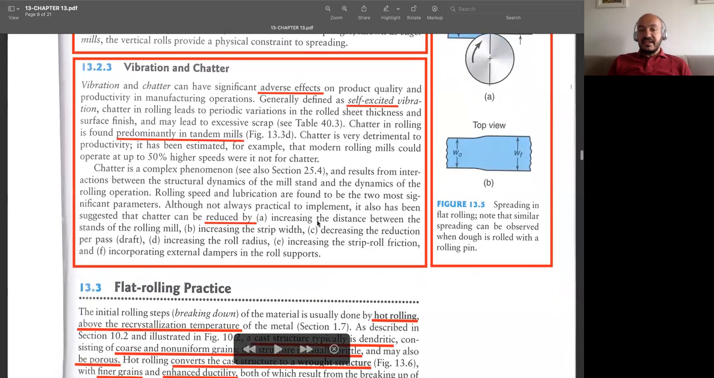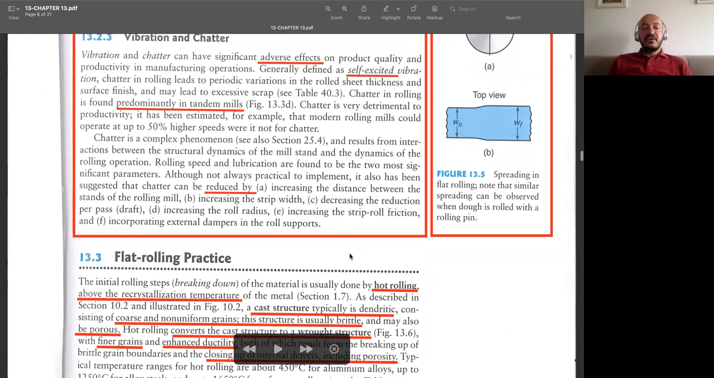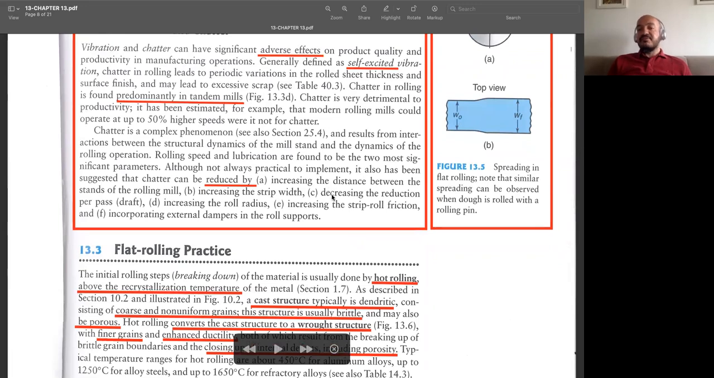How can we do it? We can increase the distance between the stands of the roll mills, or we can increase the width of our strip material so that we will have much more contact with the rolls. Or, as in the case of rolling forces, we can decrease the amount of reduction per pass. If the thickness is not reduced too much, then probably you're not going to have too much vibration. Or we may increase the roll radius. We may use a larger radius so that the contact length is increased, and the chatter problem may be eliminated.